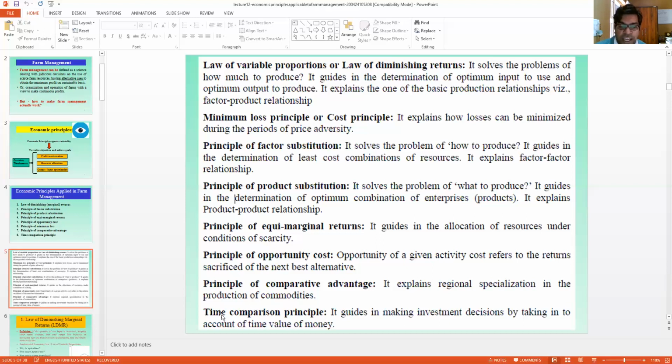Then comes the time comparison principle. This is very useful in investment decisions, when you are dealing with fixed capital and working capital. Working capital is spending money on items which the farmer is going to consume or utilize within one year, like seed, fertilizer, pesticides. The farmer is not going to have them for more than one year. In the case of a tractor, land, or farm building, the farmer is going to spend money on fixed capital, which he will be using for 10 to 12 years altogether, right?